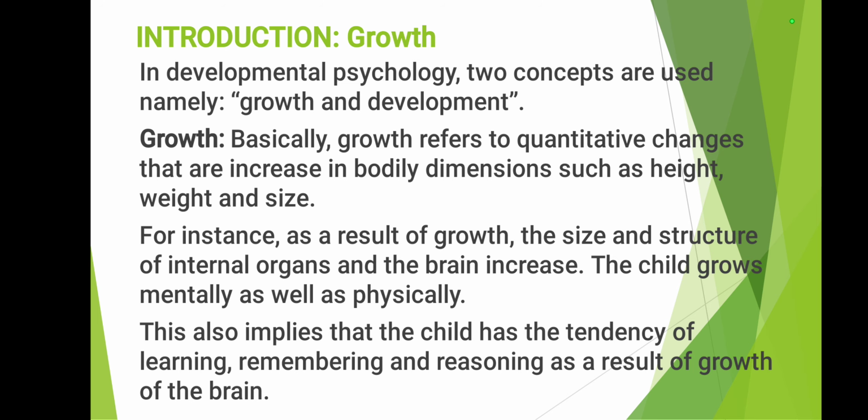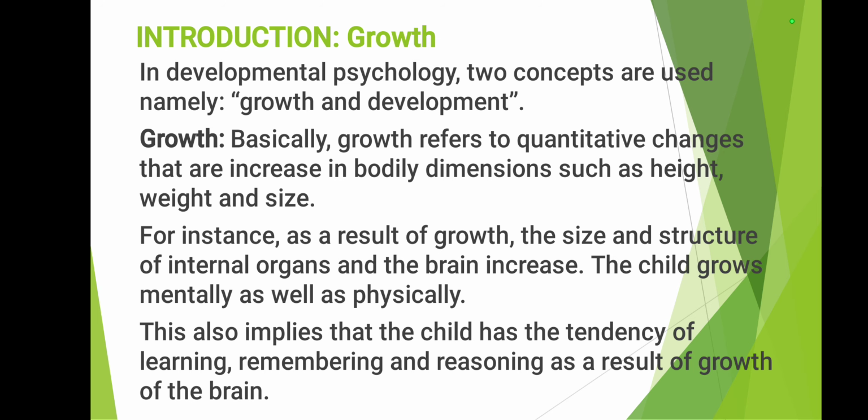Now, as a child, your height is not the same as that of an adolescent and is not the same as that of an adult. The same thing is applicable to your weight and your size. Normally, it is expected that as you advance in age, your height is supposed to increase, and then your size and weight are also supposed to increase. The example we have here: as a result of growth, the size and structure of internal organs and the brain increases. So your internal organs and external organs are expected to increase.